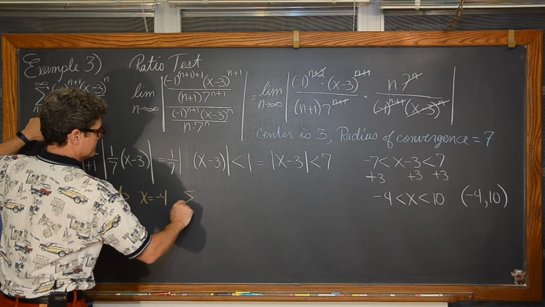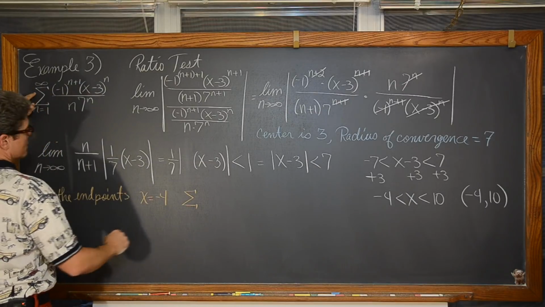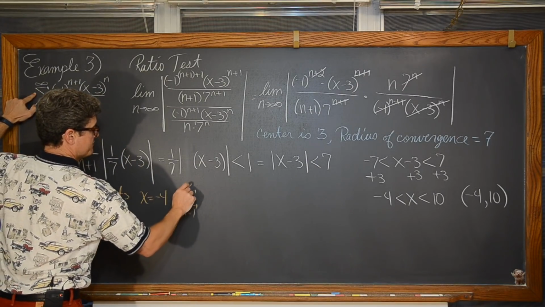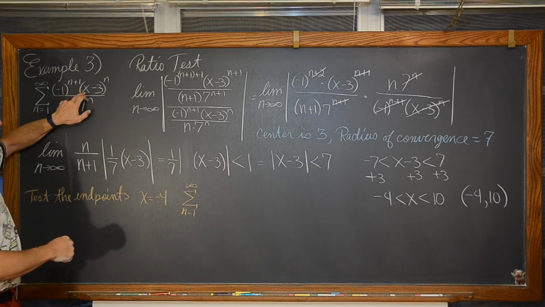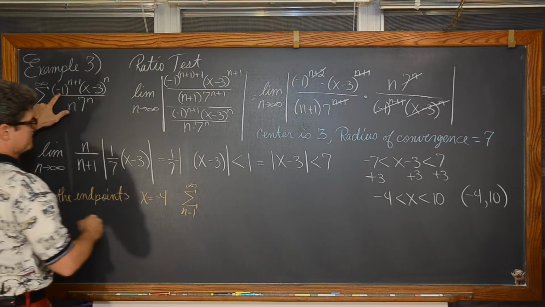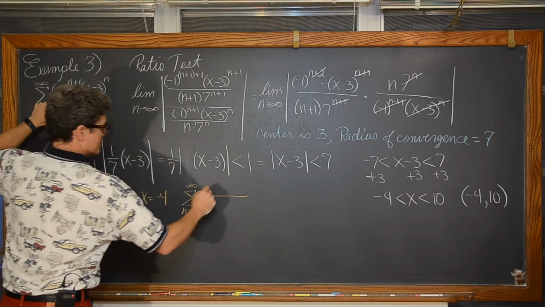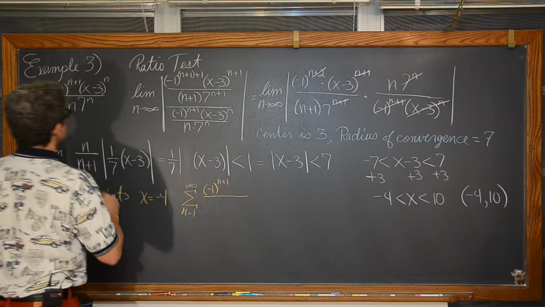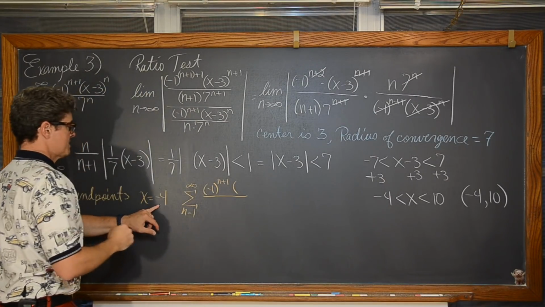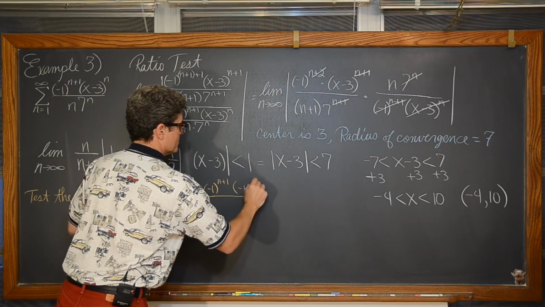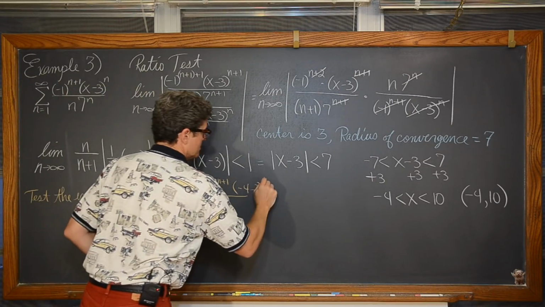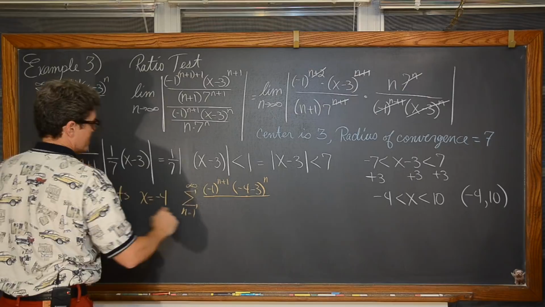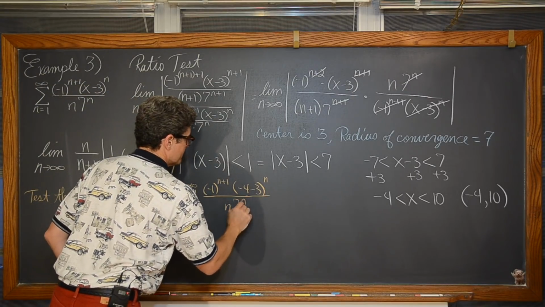the summation where n goes from 1 to infinity, and I'm just going to take out the x and plug in -4. So -1 to the n plus 1, parentheses, -4 minus 3 to the n power over n times 7 to the n.